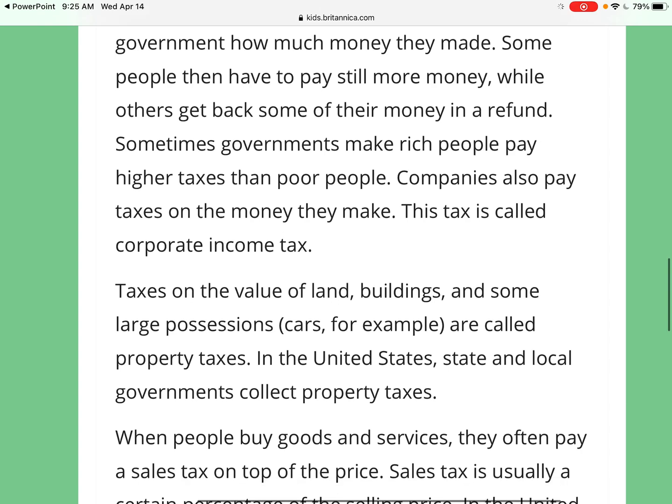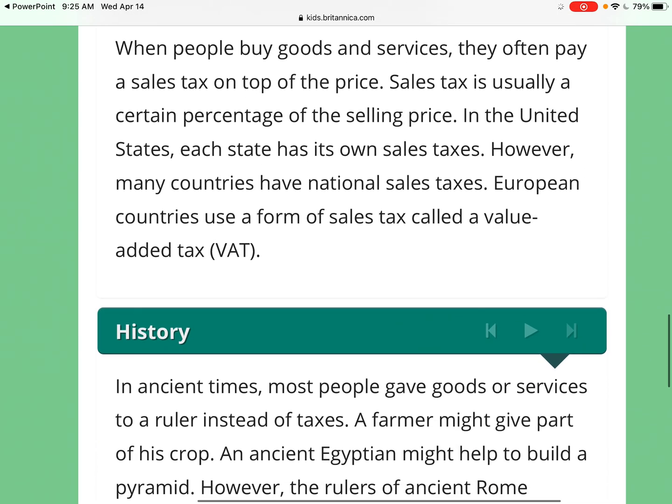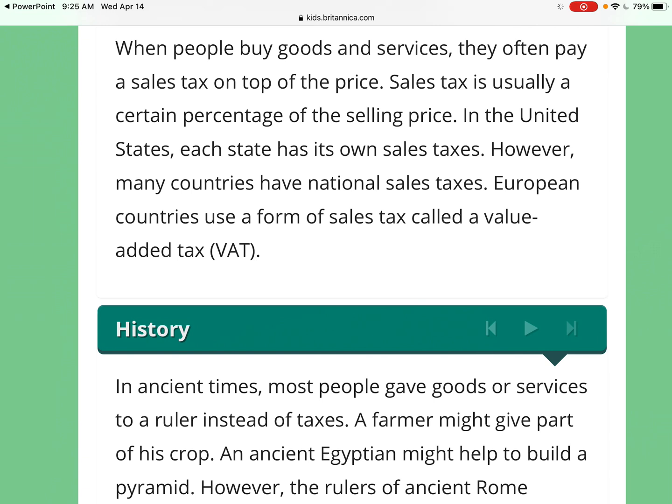Okay, so again, the most common one that we'll be dealing with is sales tax. So when people buy goods and services, they often pay sales tax on top of the price. Sales tax is usually a certain percentage of a selling price. In the United States, each state has its own sales tax. However, many countries have a national sales tax, and European countries have a form of sales tax that's called value-added tax. Since you guys live in the state of Pennsylvania, the sales tax for Pennsylvania is 6%.